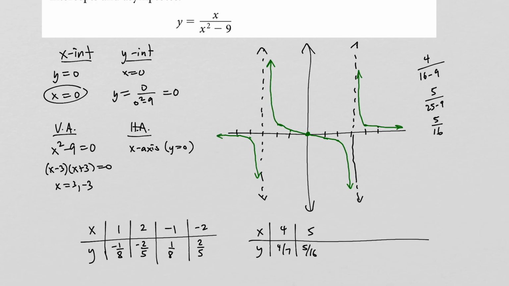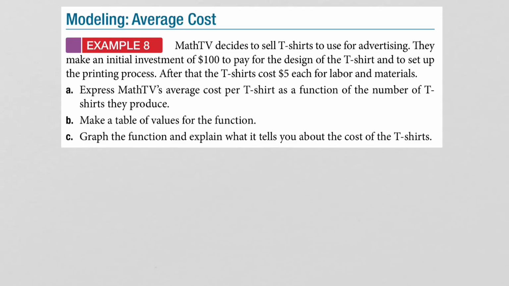And this is a pretty complicated rational function to graph. But once you have the basic characteristics, the intercepts and the asymptotes, it can help guide the process. And for our last problem, we'll do an application of rational functions.